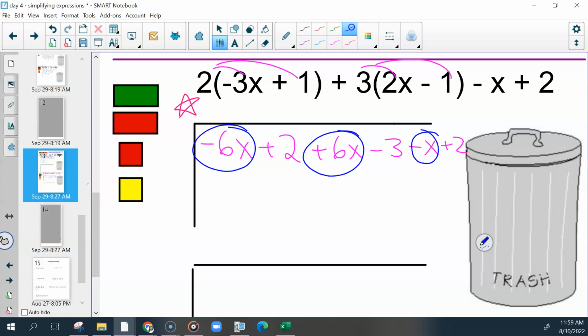All of our like terms, we have negative 6x, positive 6x, negative x. How many x's do we have? Negative 1. You guys can say this for now. And then our constants, we have 2, negative 3, and 2. That would give us, not negative, no, just 1.